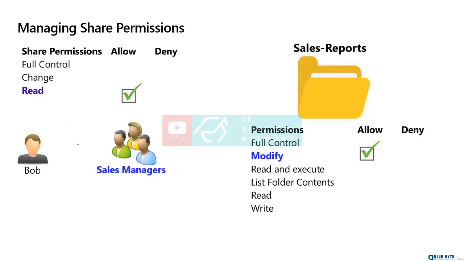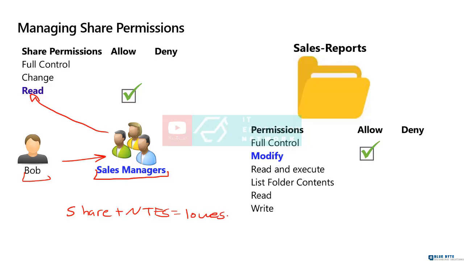With the share permissions, let's say I have my sales managers group again, and my user Bob is just a member of the sales managers group. Now on the NTFS side, sales managers has the modify allow permission. So we know this group has access, but when you share the folder, we have to assign permissions as well. Well, right now, I share this folder and the sales managers has read allow. The way share permissions work, when you combine a share plus NTFS permission, you actually get the lowest permission.